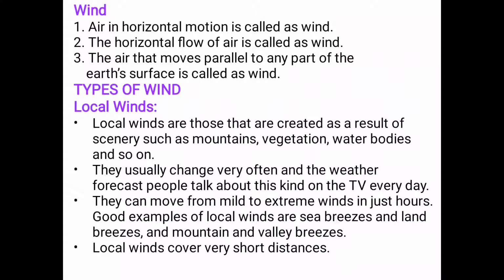What is a local wind, and how is it created? Local winds are created as a result of scenery such as mountains, vegetation, water bodies and so on. That means these local winds are created due to natural objects on the earth's surface: the different mountains, vegetation, which includes various types of plants, and various water bodies. They are responsible for creating the local wind.